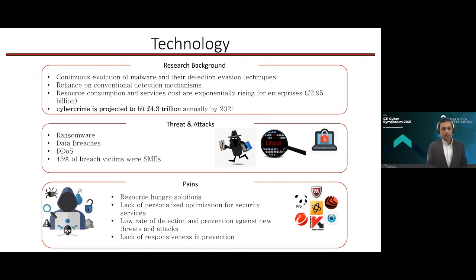Low rate of detection and prevention against new threats and attacks. As I mentioned earlier, they are 58% or 50% of detection rate, but only for known malware. If there are zero-day attacks, that detection rate goes down significantly. Lack of responsiveness in prevention. A very important point to understand is the responsiveness. The reason why I'm stressing responsiveness is because if the attack is not detected immediately, it can just propagate literally and becomes impossible to detect.